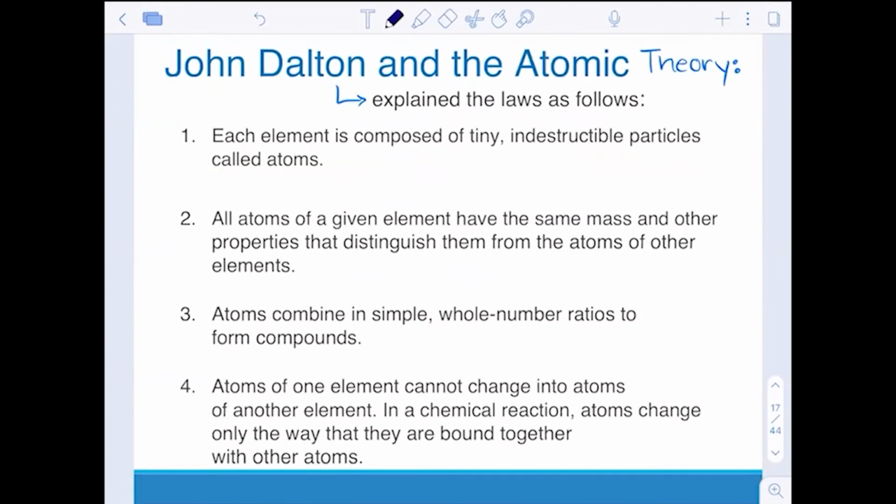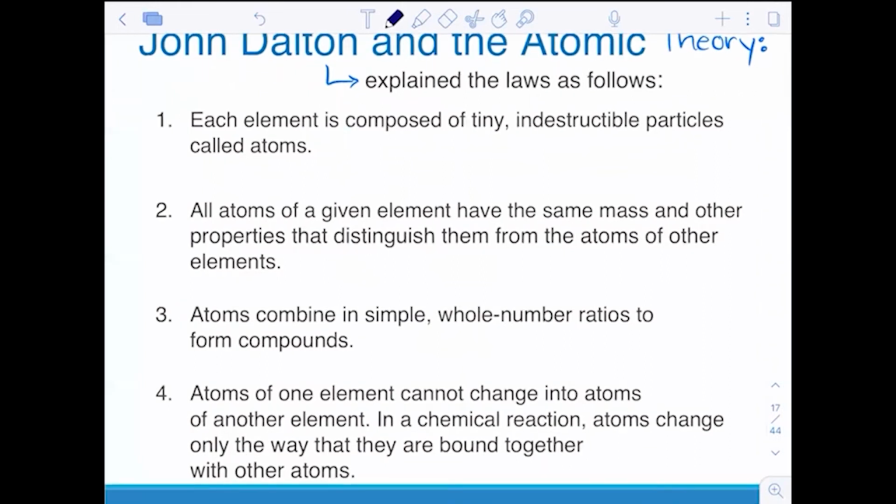Now, John Dalton took all of this and developed his atomic theory. What John Dalton's atomic theory explains are these four postulates. Postulates are just statements of what the theory talks about. The first one says that each element is composed of tiny, indestructible particles called atoms. The second one, all atoms of a given element have the same mass and other properties that distinguish them from other elements and atoms of other elements.